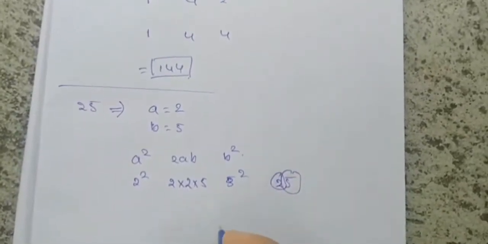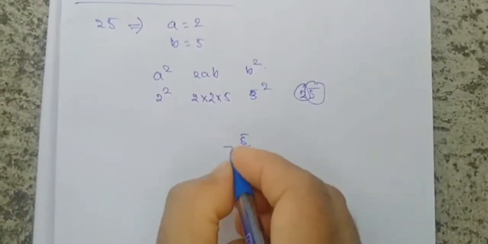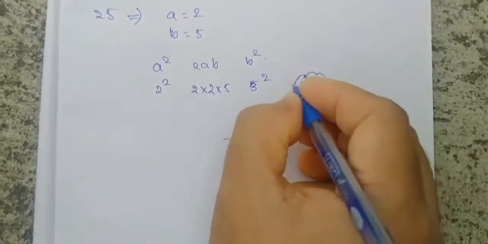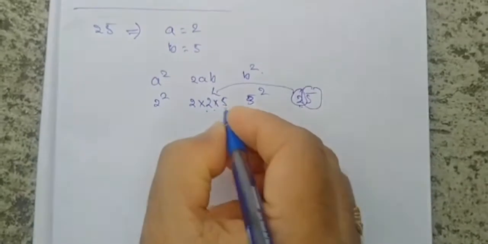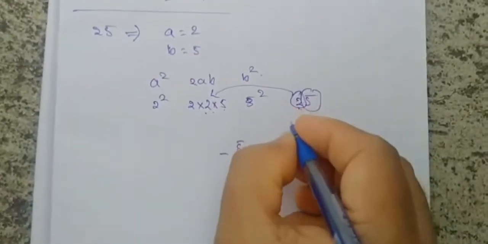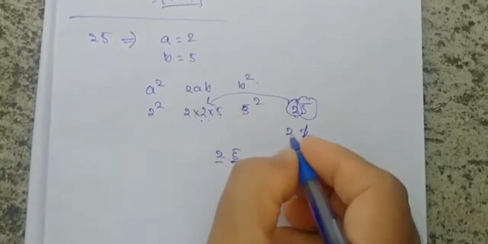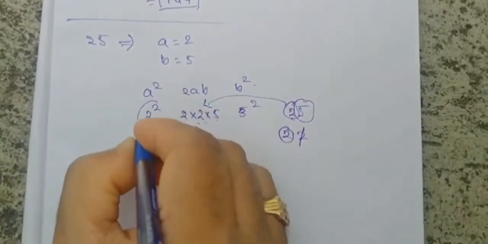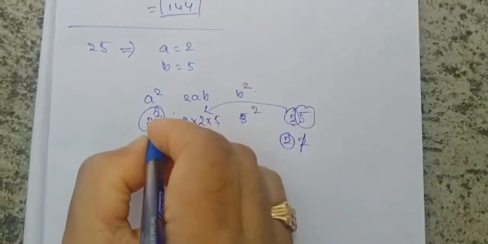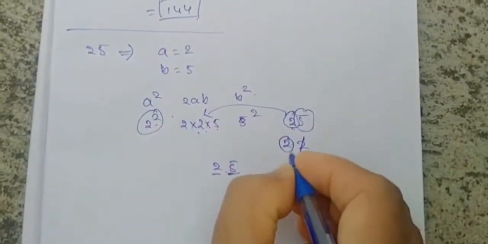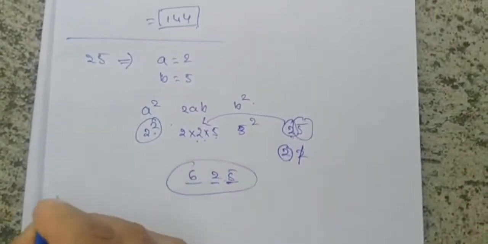So we need to put 5 in the units place, and 2 is carried to 2ab. So 2 into 2 is 4, 4 into 5 is 20, 20 plus 2 is 22. So again 2 is carried. We need to add this 2 to a square. A square means 2 square, which is 4. 4 plus 2 is 6. So 625, the final answer is 625.